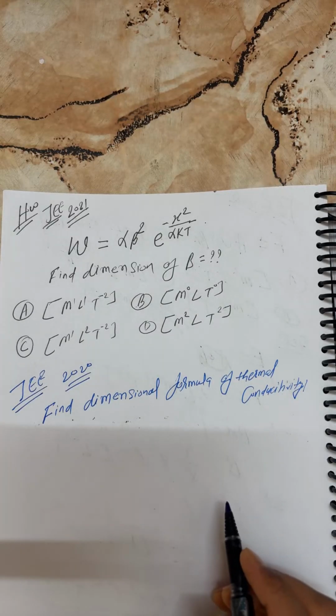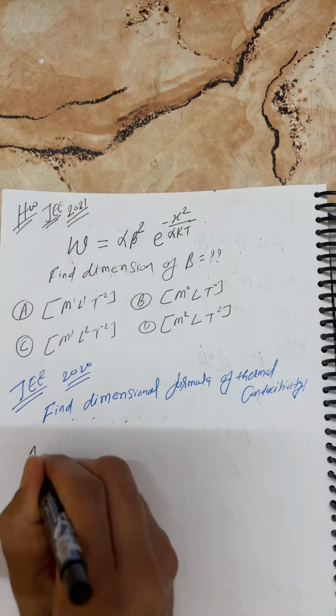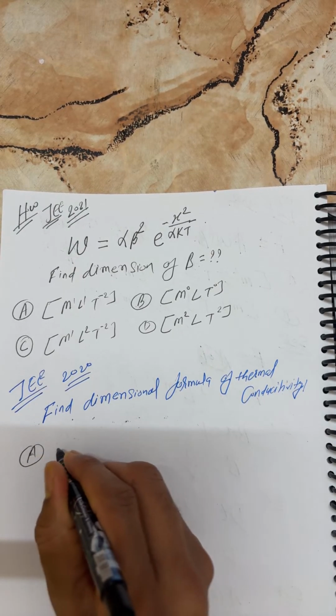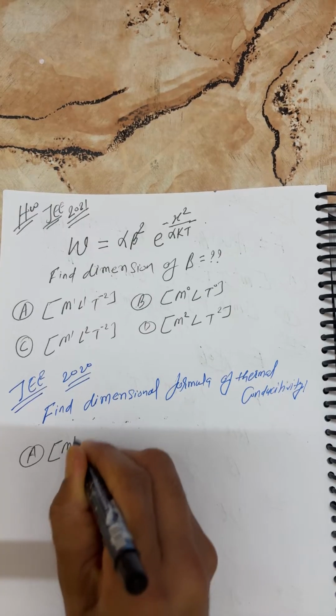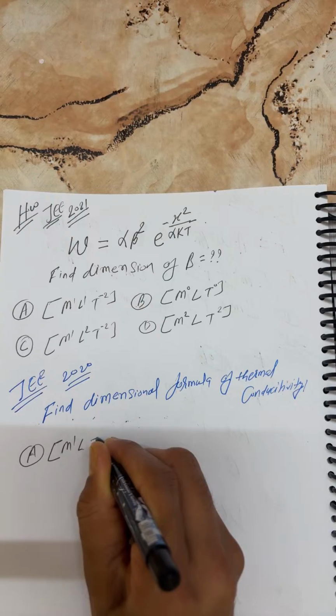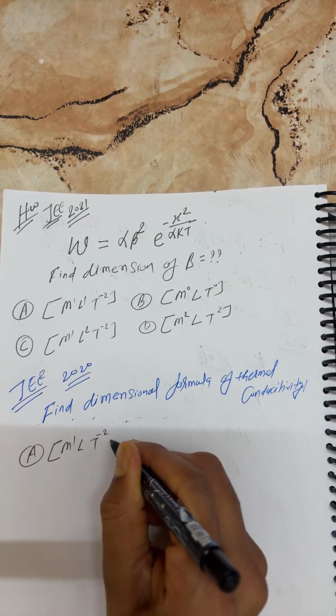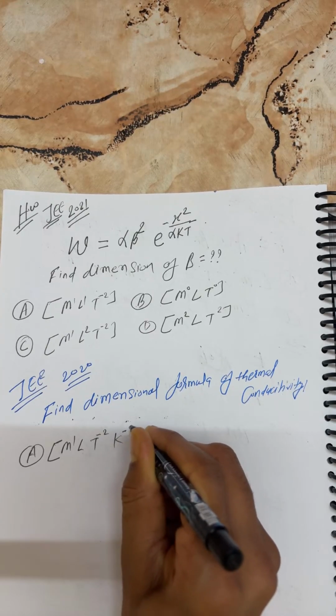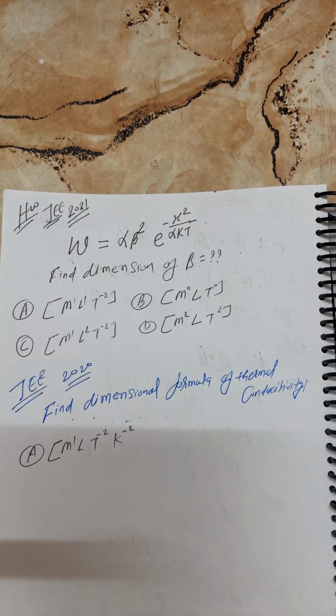If you want options, I can give them. This is the last question for today's class. Option 1: M1 L1 T minus 2 Kelvin to the power minus 2.